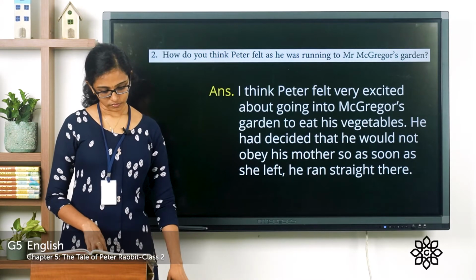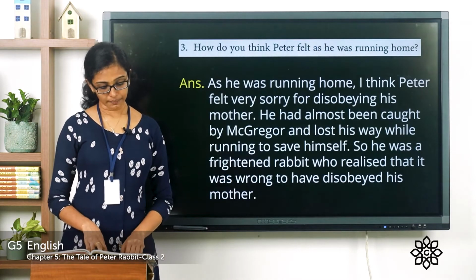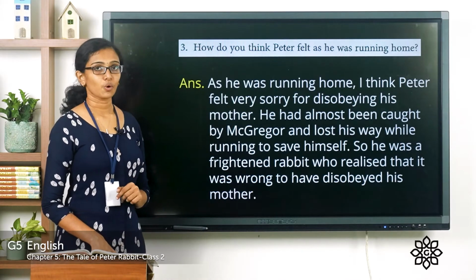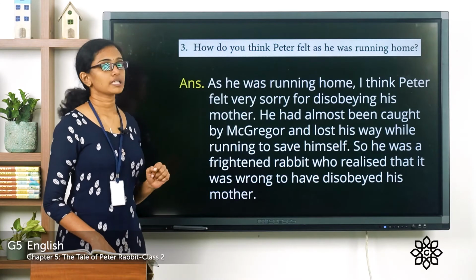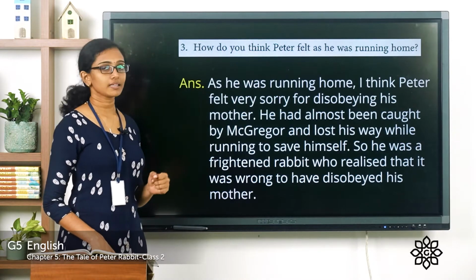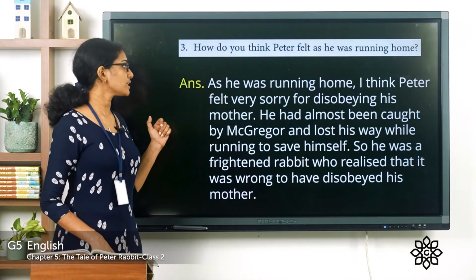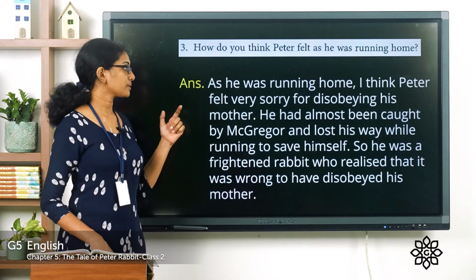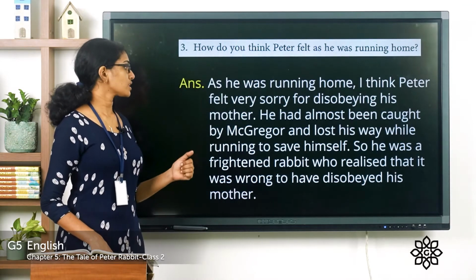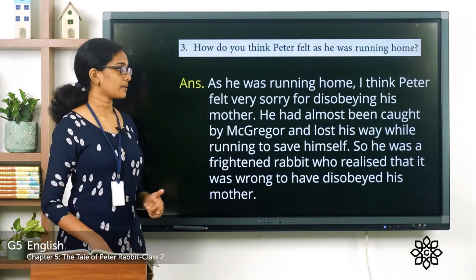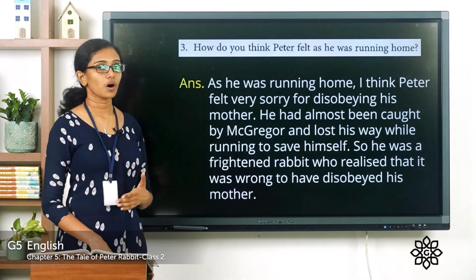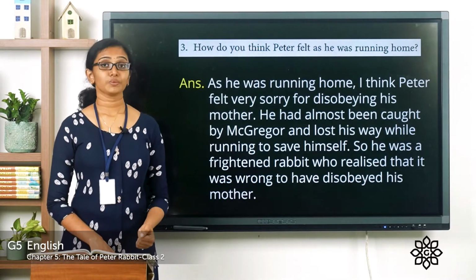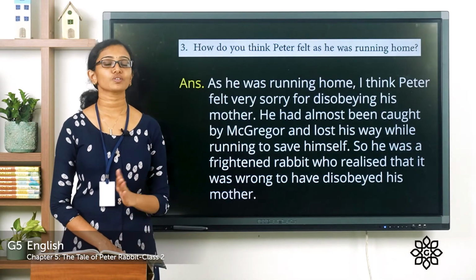Now, question number 3. How do you think Peter felt as he was running home? As he was running home, I think Peter felt very sorry for disobeying his mother. He had almost been caught by McGregor and lost his way while running to save himself. So he was a frightened rabbit who realized that it was wrong to have disobeyed his mother. So that was about section C. Now let's move on to the next section.